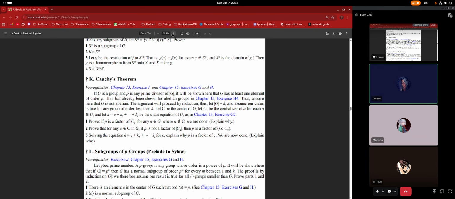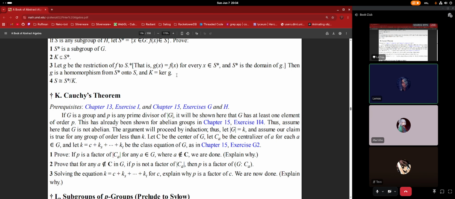Yeah, okay. So let's summarize these K and L exercises. What are we supposed to conclude? What is Cauchy's theorem? Does anybody know? Well, if the order of G has prime divisor P, it will have at least one element of that order, and that will be true for, I guess, every prime divisor of the order.